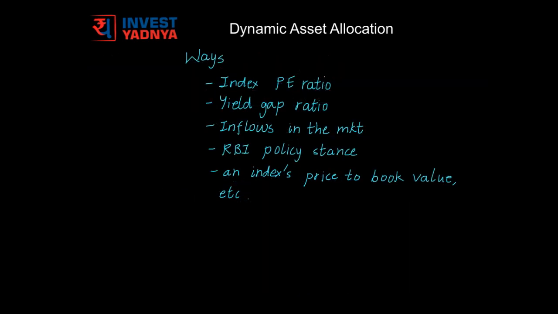Now, there are various ways of assessing the market, like using the index PE ratio, using yield gap ratio, which is a ratio between yield of equities and government bonds, inflows in the market, RBI policy stance, and index price to book value, etc. These ways can help you take a better decision, keeping your emotions aside, and build a strong portfolio even in a falling market.